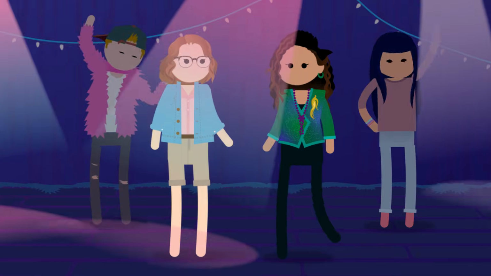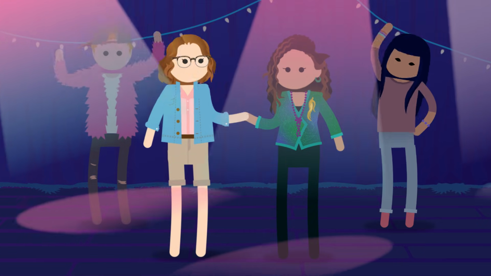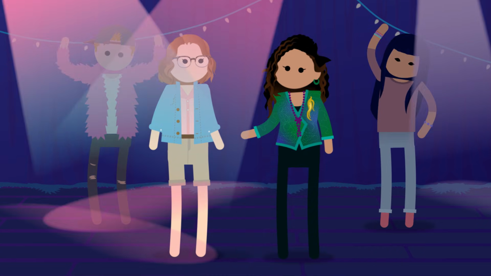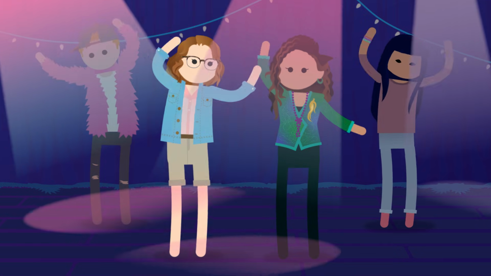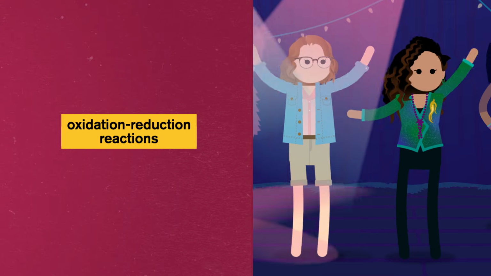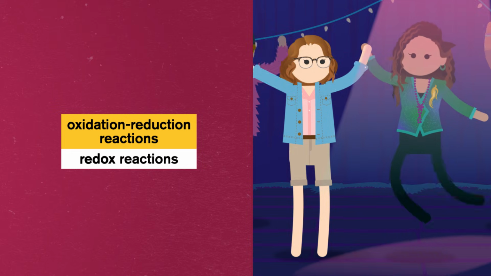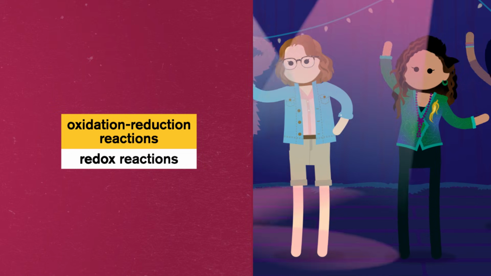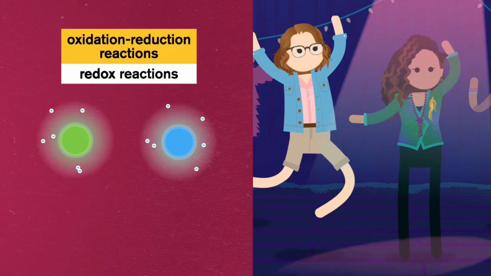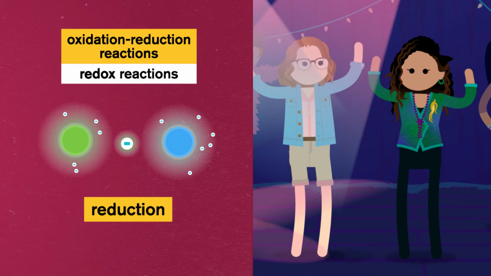Let's take a moment to revisit the dance party you were invited to. Imagine you're taking a partner with you and you have an agreement that you'll dance together the whole evening. You're a package deal. Oxidation reduction reactions, or redox reactions, work in a similar way. You'll never see just a reduction or just an oxidation. They always occur together. Reduction is the gaining of an electron.